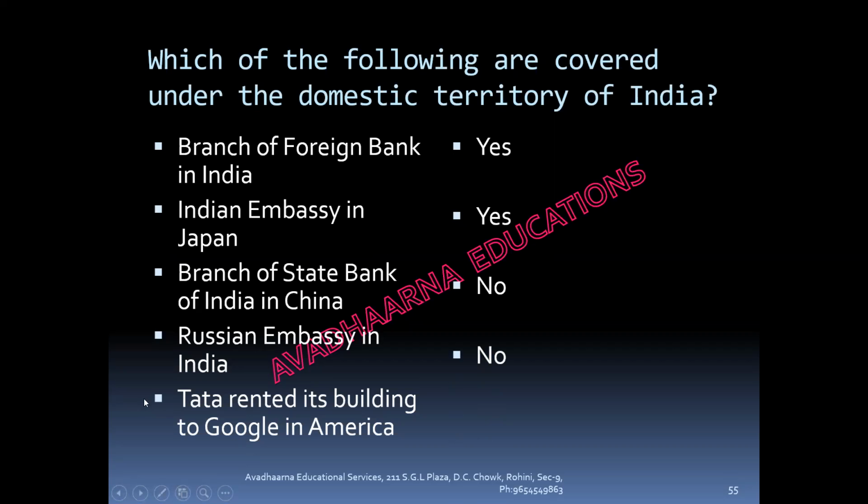So no. And last is Tata rented its building to Google in America. Now Tata, no doubt, is an Indian company, but the building is there in America and Tata has rented its building to Google. So that is not going to be a part of the domestic territory of India. The area which the building is occupying in America is going to be a part of the domestic territory of America.